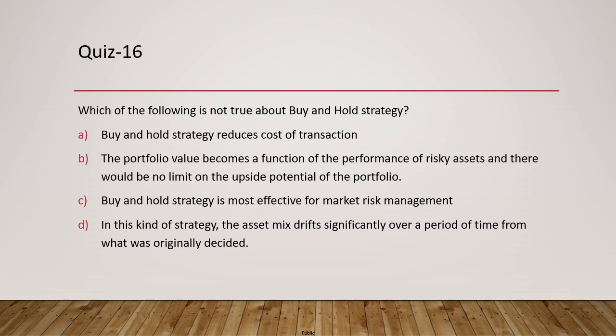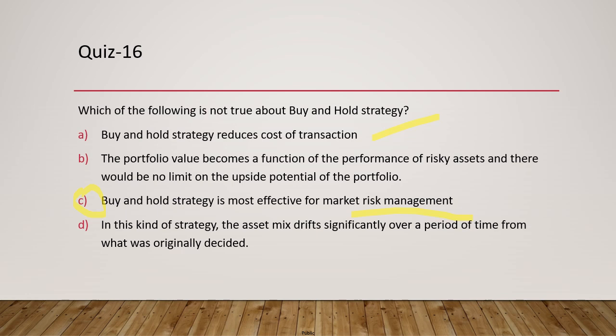We have discussed a lot about buy and hold strategy, but here just a quick question. Buy and hold strategy reduces the cost of transaction. Absolutely correct. The portfolio value becomes a function of performance of risky assets, and there would be no limit to the upside potential, which is also correct. Buy and hold strategy is the most effective for market risk management. No, it's a passive strategy, so it cannot be effective for market risk management. So we go ahead with option C, but let us also understand option D.